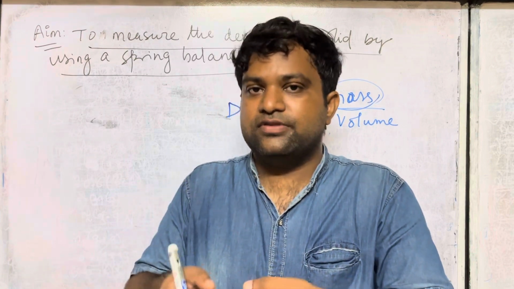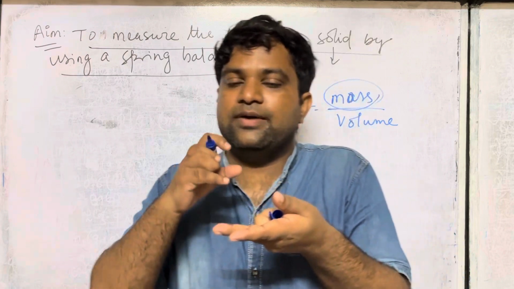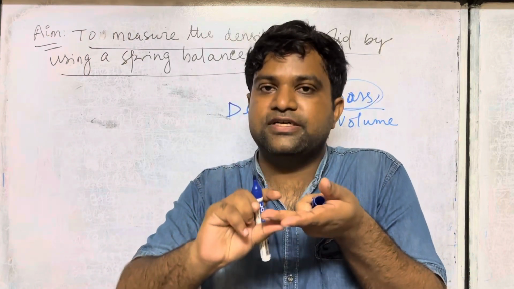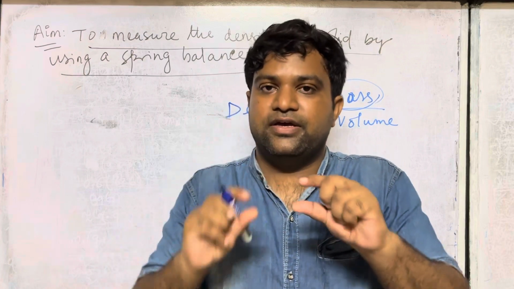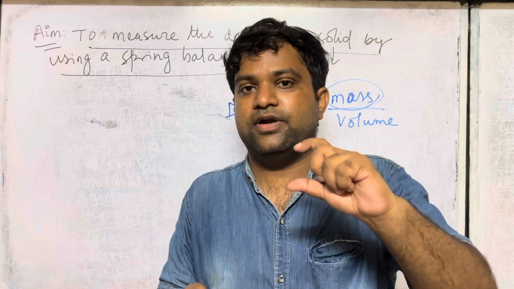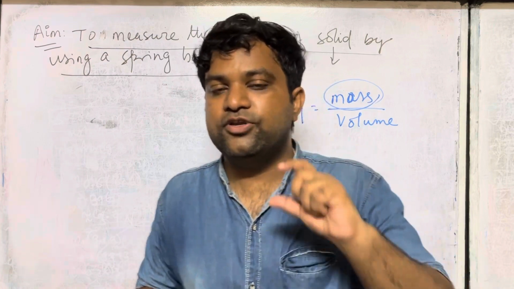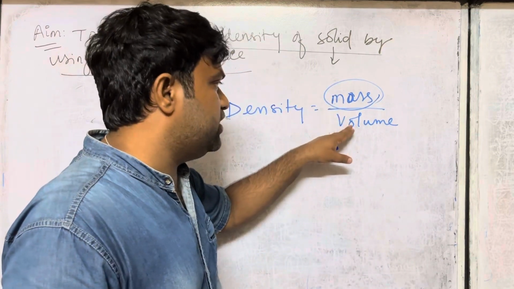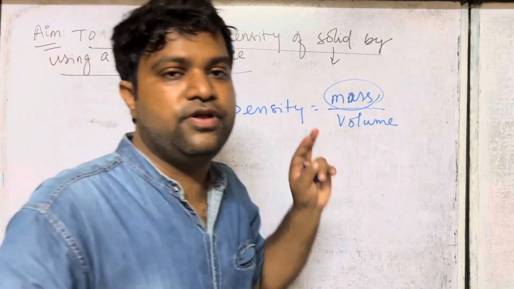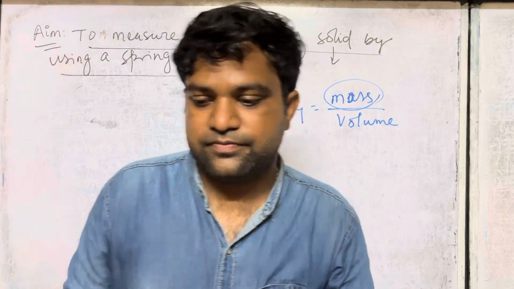Then only the water level will rise in the graduated cylinder, and we will be able to measure the final volume and the initial reading, so that we get the volume by which the water has risen, right? So mass divided by volume will give us the density of the material. So let us do the activity.